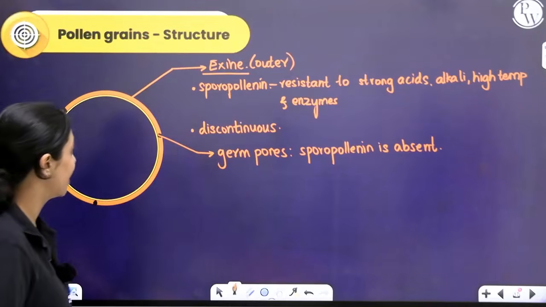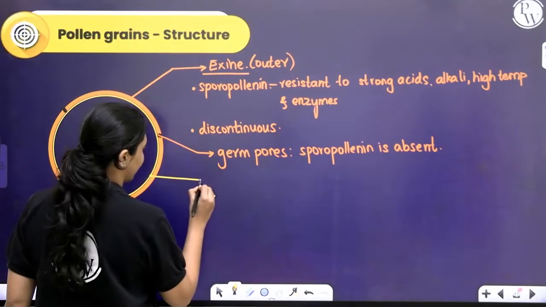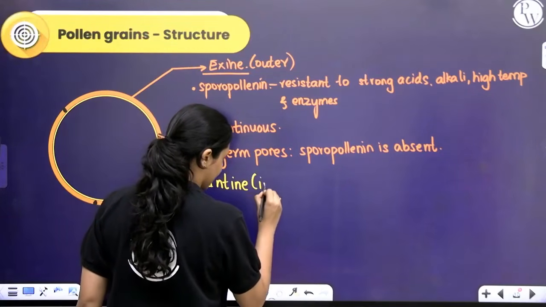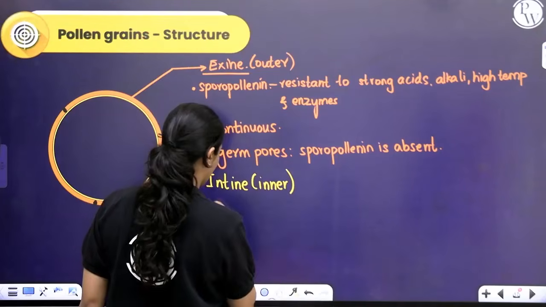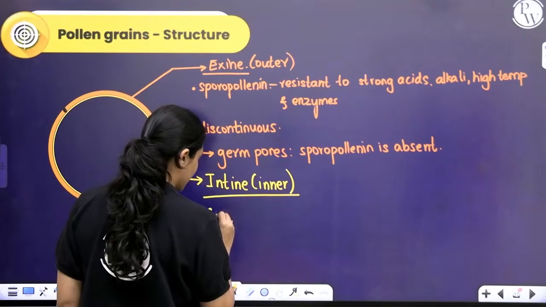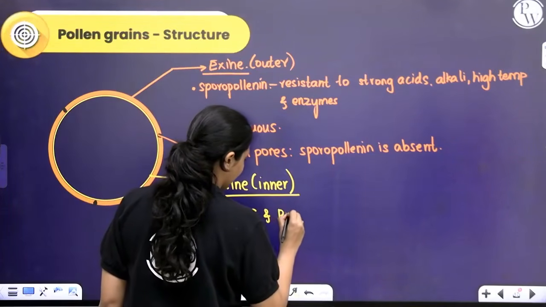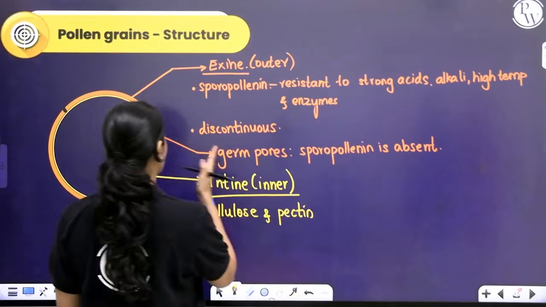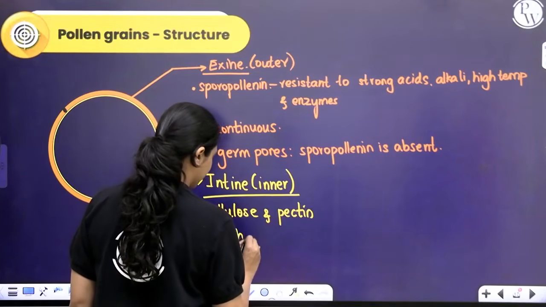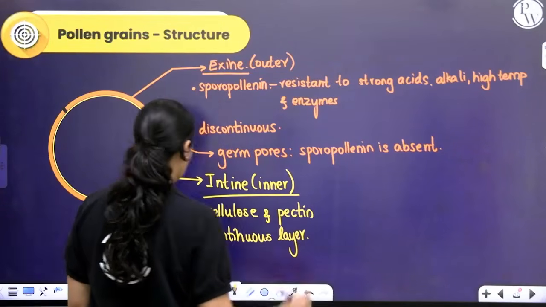Alright. Now, what do we have inside? The inner wall layer is called intine. This intine is just like a regular plant cell wall. It is made up of cellulose and pectin. It is relatively thinner compared to exine and it is a continuous layer. You do not have any pores in the intine.